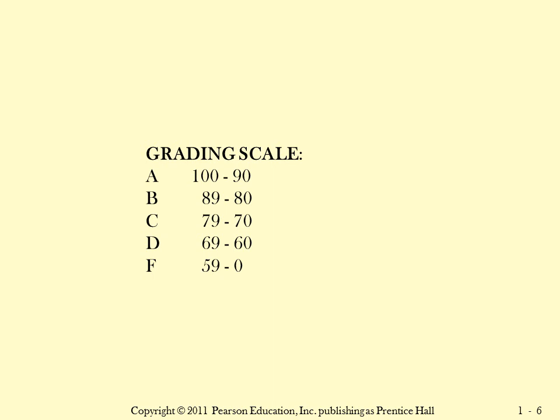The grading scale is typical. 90 to 100 is an A, 89 to 80 is a B, 70 to 79 is a C, and we won't talk about anything below that because I don't want to see any of those.